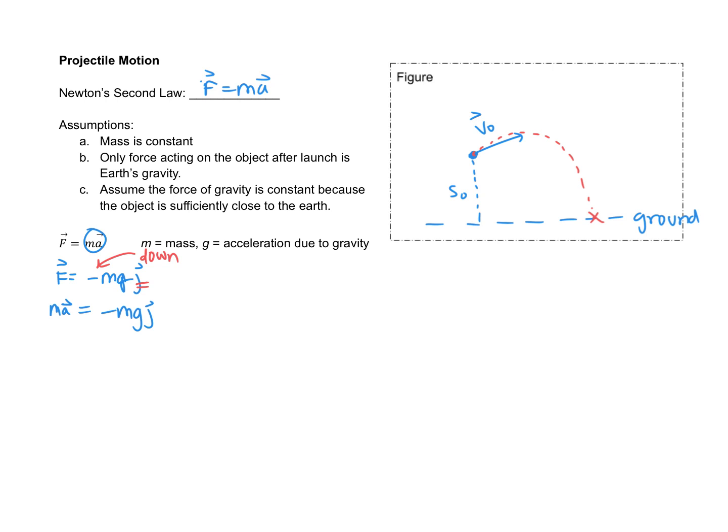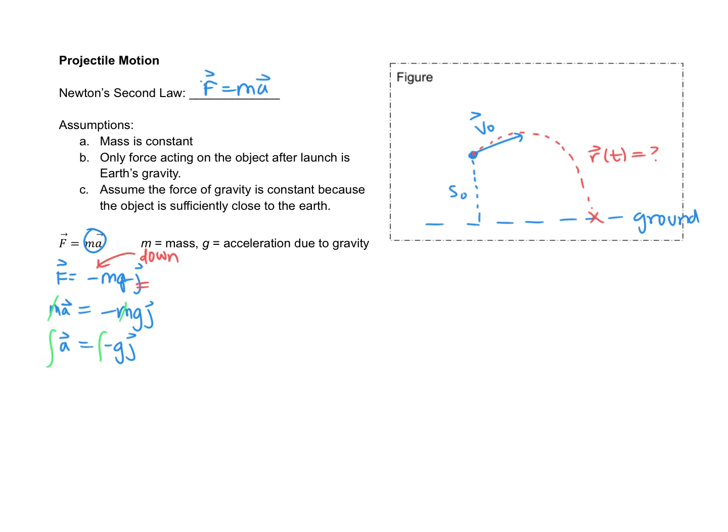M is mass. That's a constant. It's not going to be 0, so I can divide that out. And what I get then is a equals negative gj. So again, if we're looking for position like we have on our figure, we're looking for r of t. That's what we're looking to find. And so now that we have a equals something, what we can do is integrate.